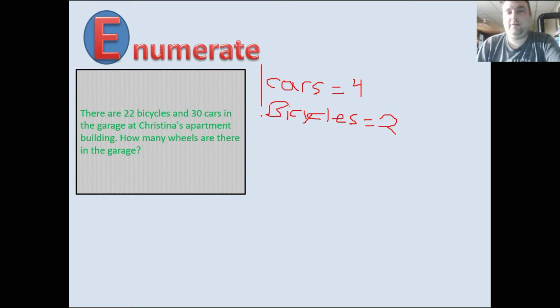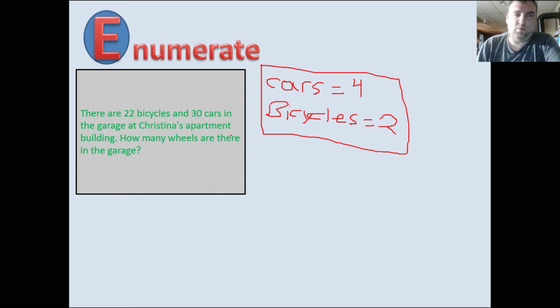So that right there is what we need for the enumerate, or the first part of the enumerate. And now we just need to know how many cars we have. Well, we'll say C is equal to cars, and we have 30 cars. And we'll say that B is equal to 22 because we have 22 bicycles. So we've set up the problem with enumerate.